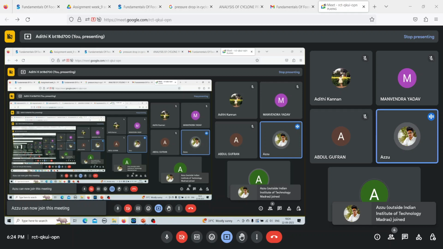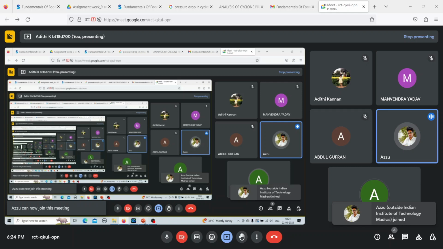So velocity can be given as omega into R. Omega can be given as 2 pi into n, where n is the rotation speed in RPS. So 2 pi n gives the omega, where n is substituted in RPS, that is revolutions per second, into R will give me velocity. And again you have this divided by g into R.